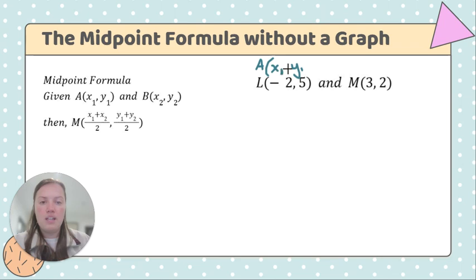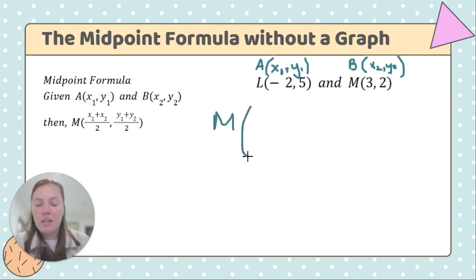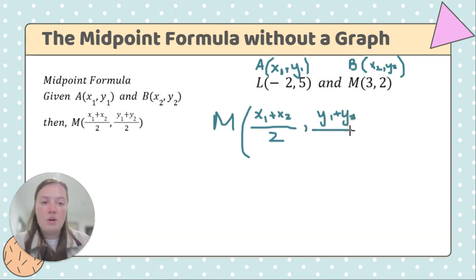Oops, that's a 1, and this is the comma. Okay, and then we'll say that M is kind of my B, and so this is going to be my X2 and my Y2. And then I can use my midpoint formula. So to find my coordinate, I'm going to take X1 plus X2 over 2 and Y1 plus Y2 over 2.